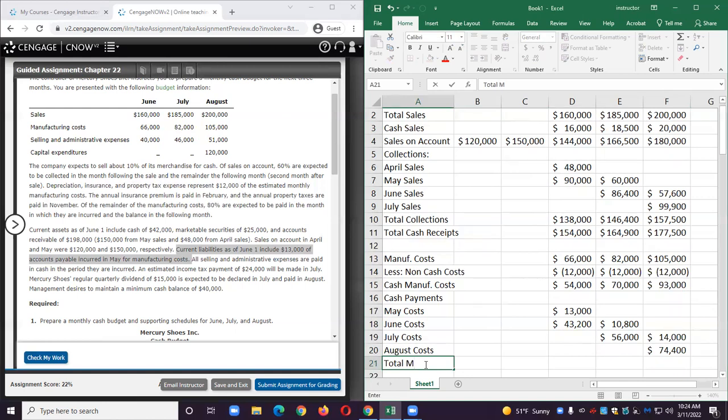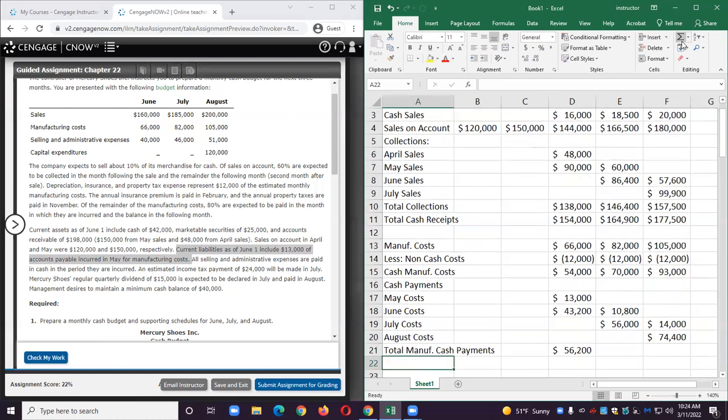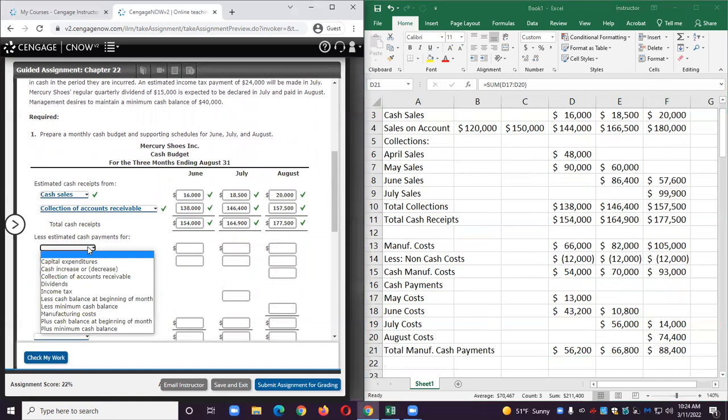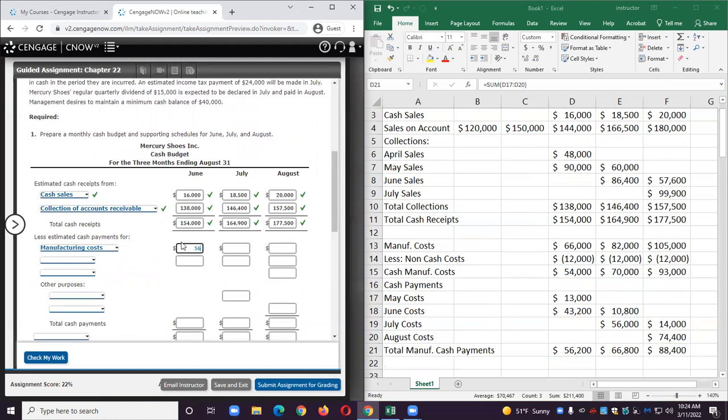So this will be our total manufacturing cash payments. So our cash payments for manufacturing costs: 56,200 in June, 66,800 in July, 88,400 in August.